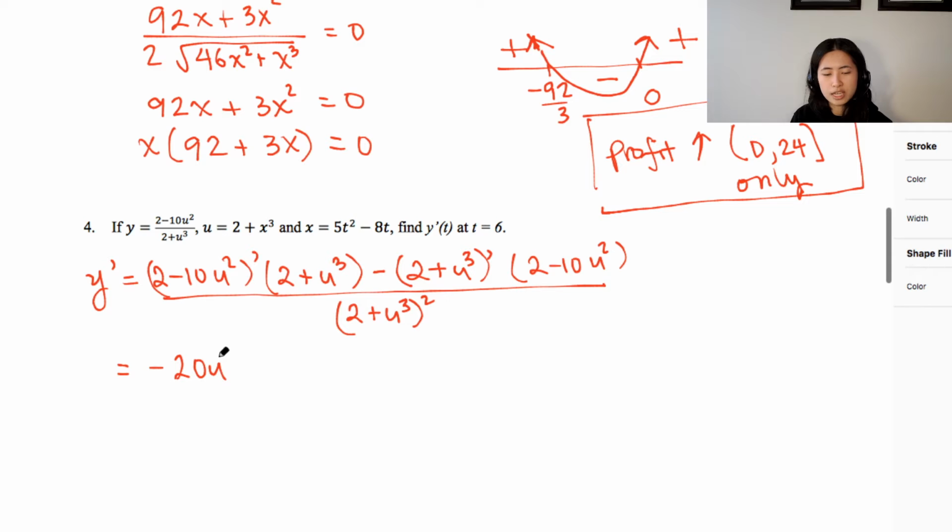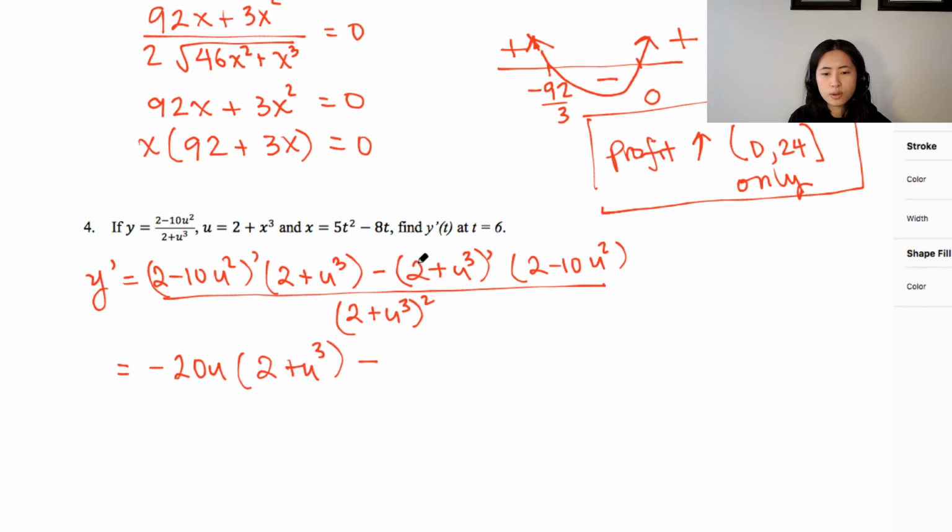And this is going to be just u, because 2 minus 1, remember, after you bring down the 2, when you multiply that to 10, that becomes negative 20 because of that negative sign as well. And for your exponent, because you have to bring that down, you're going to take your exponent and subtract 1 from it. So that's why it's negative 20u, and this is 2 plus u cubed.